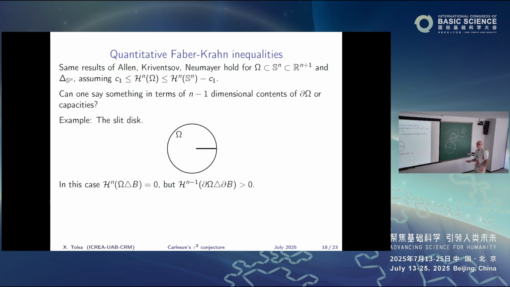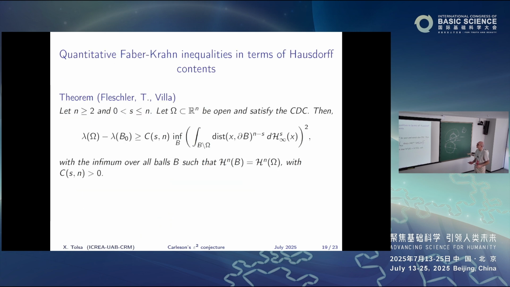What happens is that this term looks very analytical. It seems that it has no geometric information, or it's difficult to translate it into geometric information. This is what I said. And what we have done in some result, in a sense, is to translate the result of Allen, Kriventsov, and Neumayer into something geometric. We have obtained this result that will be useful later in our result about the Carleson conjecture.